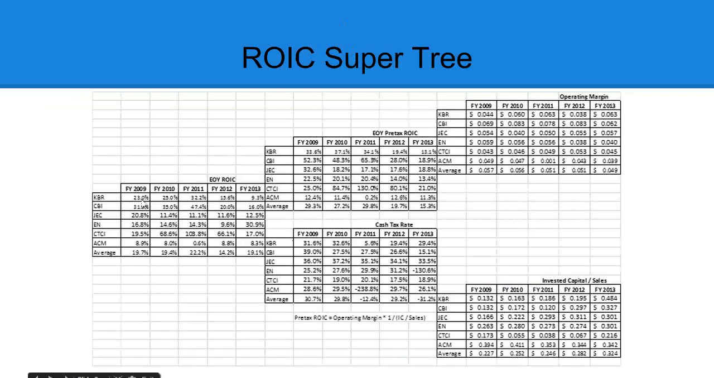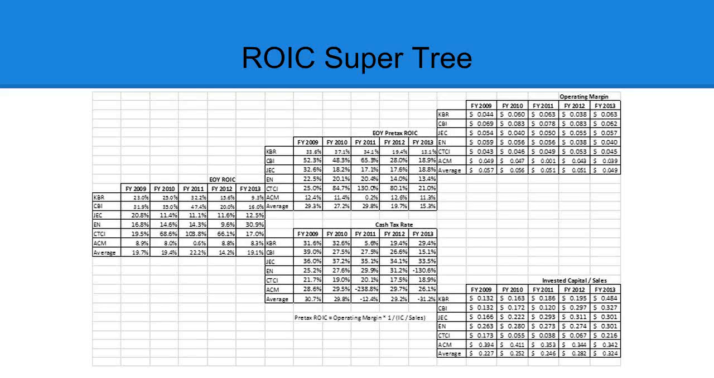Okay, so this is our RSC super tree. On the top row of each little table is KBR, and then we have five of its competitors after that, and then we have the industry average after. So the first thing is the ROIC has three drivers that possibly affect it. The first driver is the cash tax rate, and to simplify it, if the tax rate increases, then you have more of your money taken away.